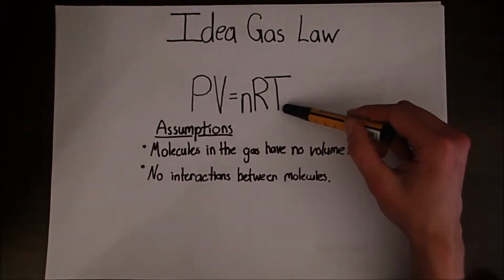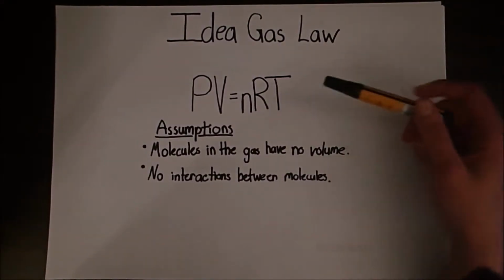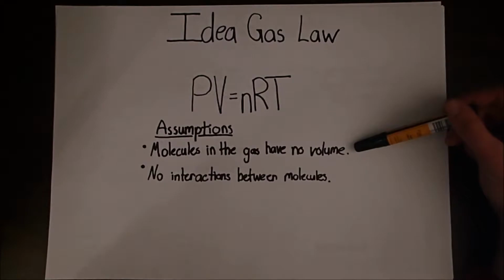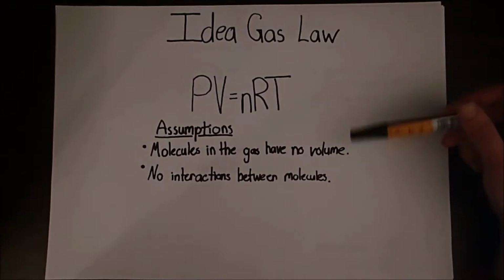And the ideal gas law is not very accurate, and this is because it works under 2 very big assumptions. It assumes molecules in the gas have no volume, and that there are no interactions between these molecules. As in the real world, molecules always have volume, and there is always interaction between molecules. The ideal gas law is not very accurate.